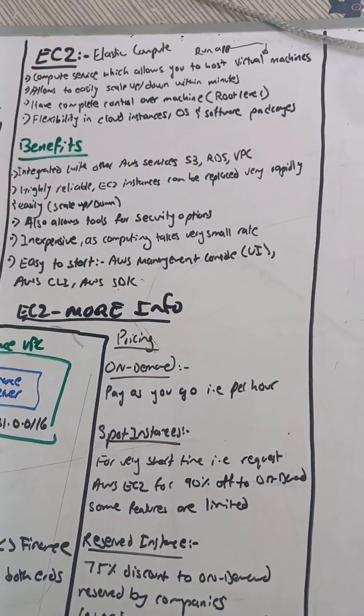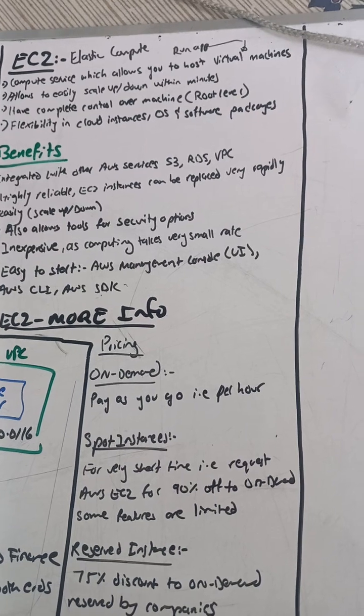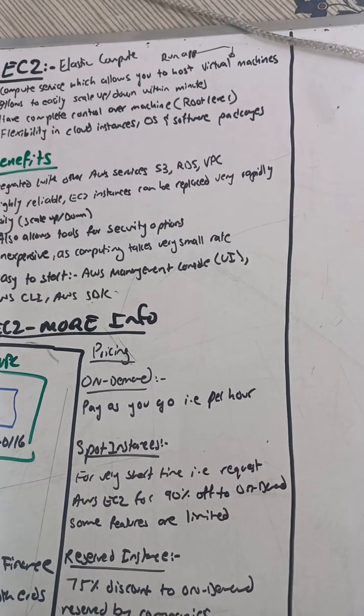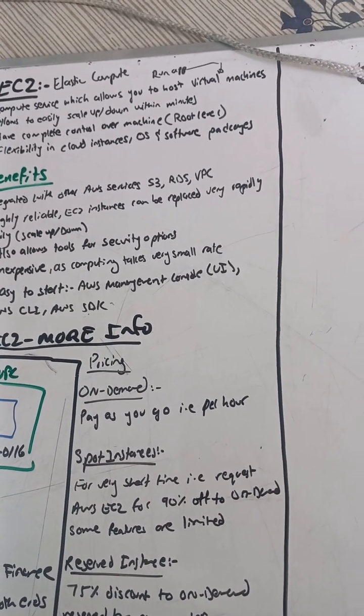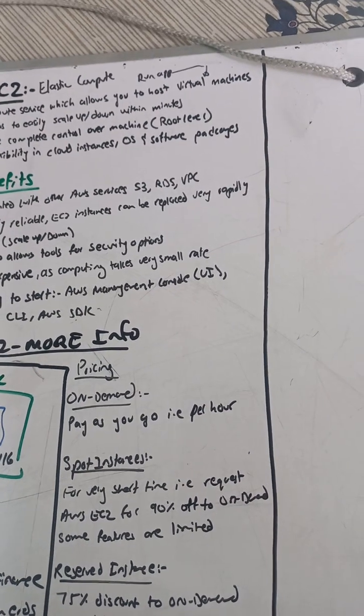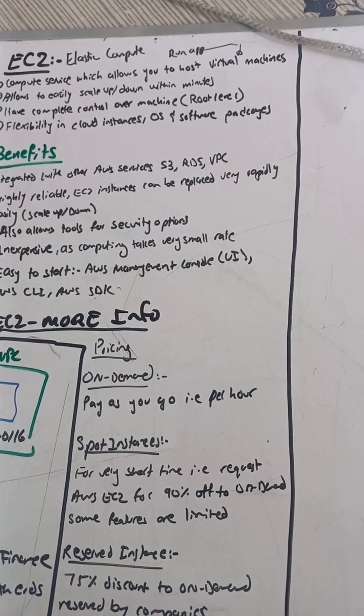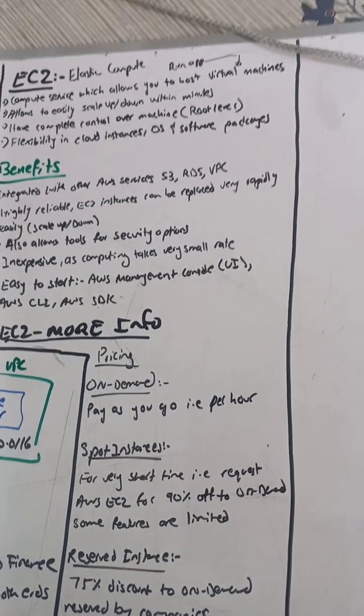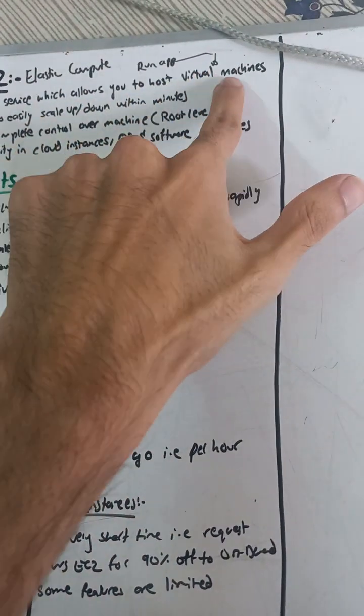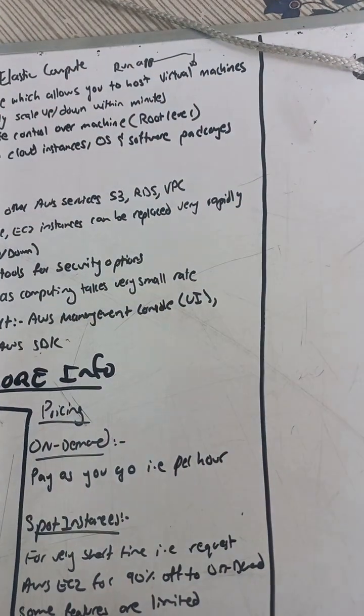What is a virtual machine? You can imagine if you want to run an OS similar to what you're running on your physical laptop or PC on the cloud, you are going to be using an EC2 instance. So you're using EC2 to host virtual machines, which can then run applications on it.